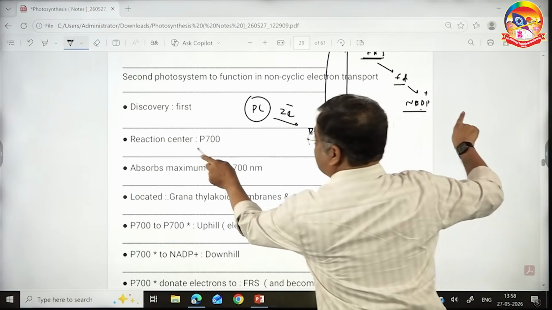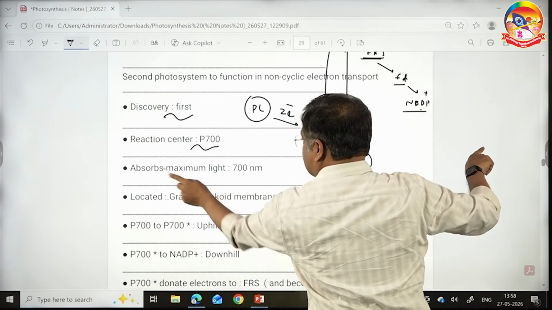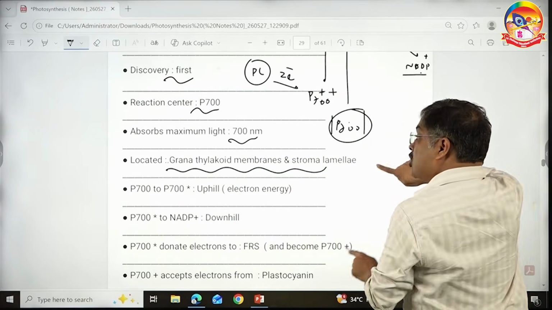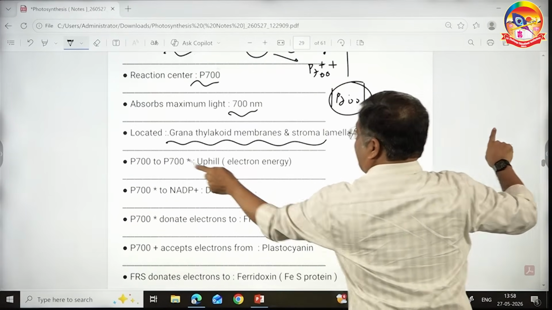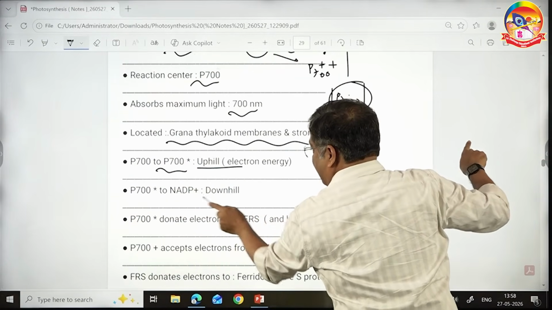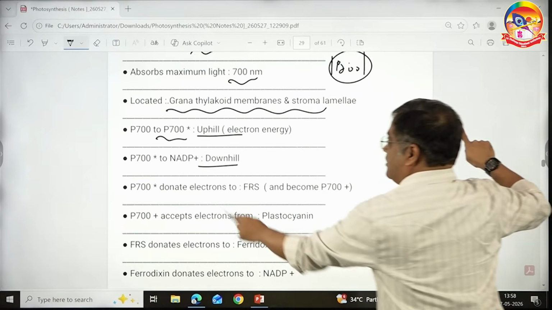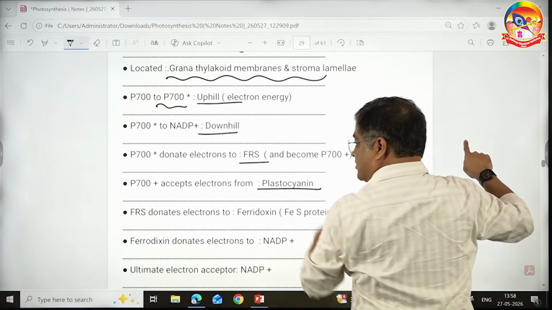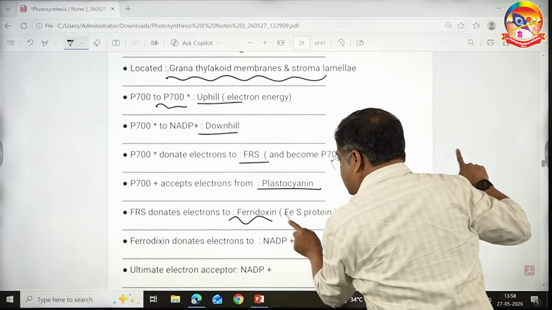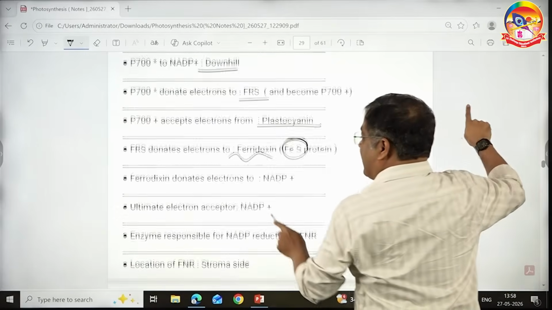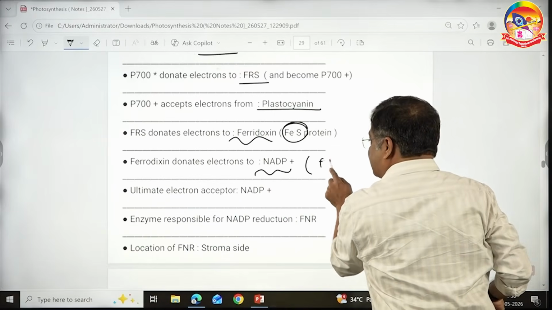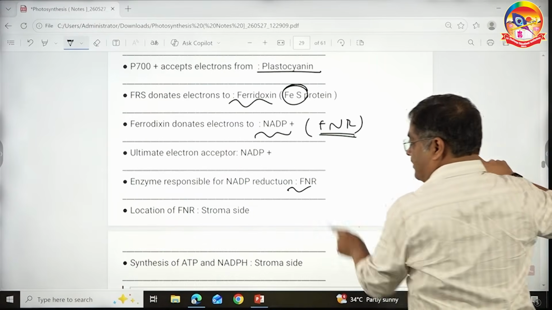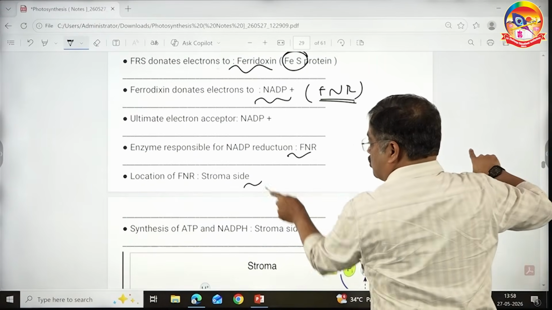The reaction center is P700, discovered first, with absorption maxima at 700, located on grana thylakoids and also on stroma lamellae. P700 to P700 star is uphill, to NADP plus is downhill. P700 donates electrons to ferredoxin reducing substance, then accepts electrons from plastocyanin. Ferredoxin reducing substance is an iron-sulfur protein. Ferredoxin ultimately donates electrons to NADP. Remember, FNR, ferredoxin NADP reductase, is the enzyme responsible for this. The location of FNR is on the stroma side.